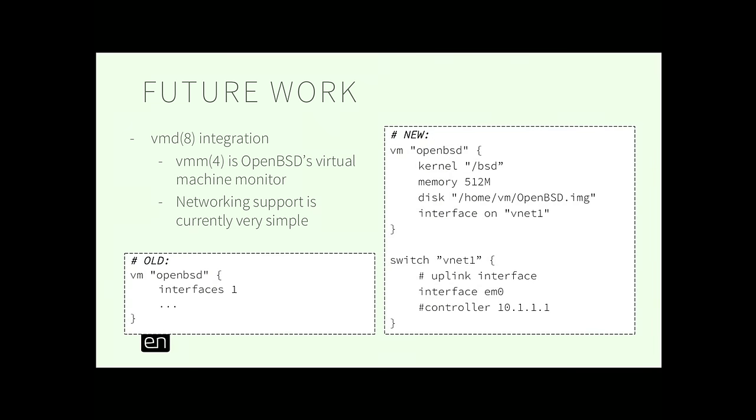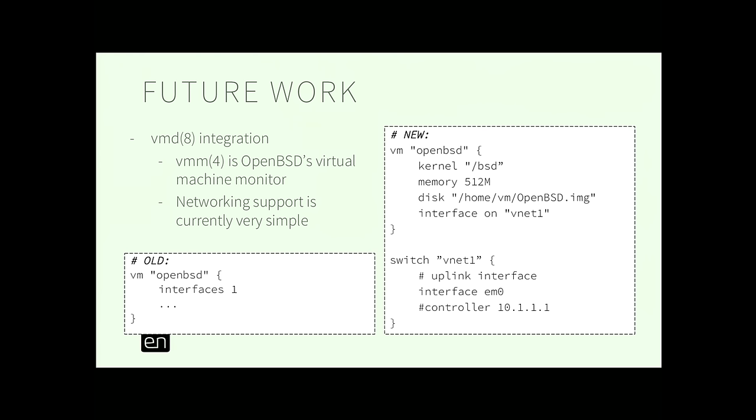Last thing, coming back to Mike Larkin. We are still working on VMM as our lightweight hypervisor in OpenBSD. At the moment, you attach network interfaces in vm.conf by saying interfaces and how many. That's a very simple approach, but this was just meant to be a temporary solution.